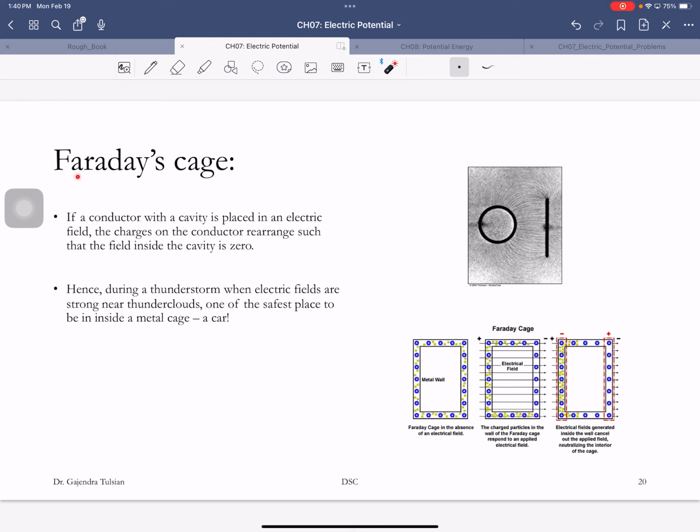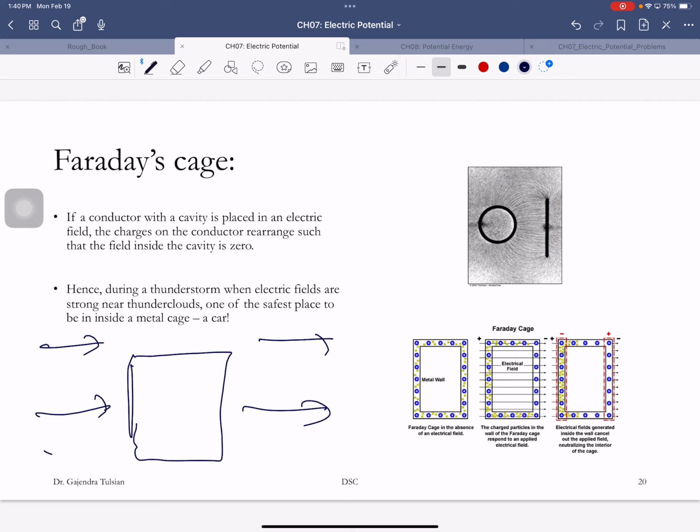So that's called a Faraday's cage. A metal container will shield you from external electric fields. Okay. So for instance, if you had a building which had a lot of metal in its walls, you can't get a cell phone signal inside there. Okay.